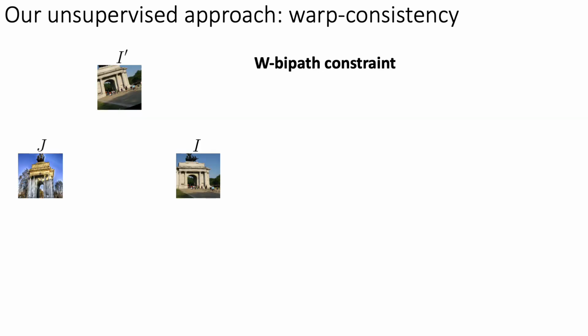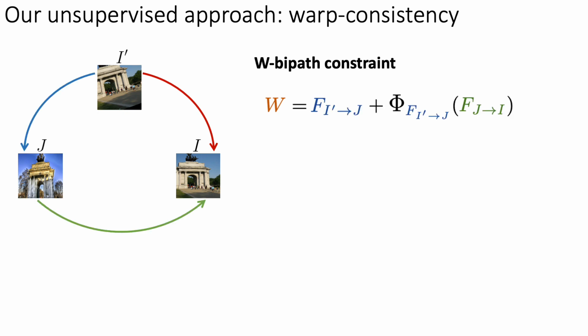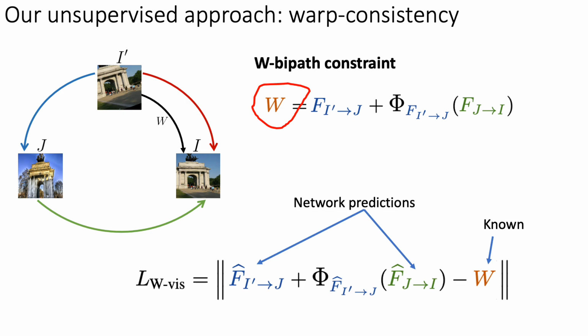As the main result from our analysis of the graph, we propose a new constraint which we call the W bypass. It is derived using all three images of the triplet. So the constraint enforces that the W flow should be equal to the composition of the flow between I' and J here and the flow between J and I here. But crucially, in our setting, the flow W is known. So we can therefore translate this constraint into this loss, and here we see that it provides supervision for the flow prediction between the real image pairs.